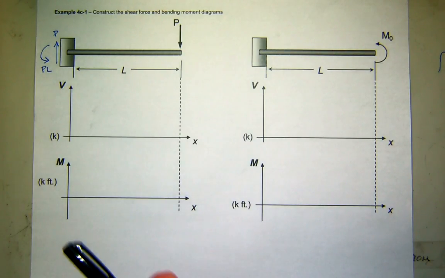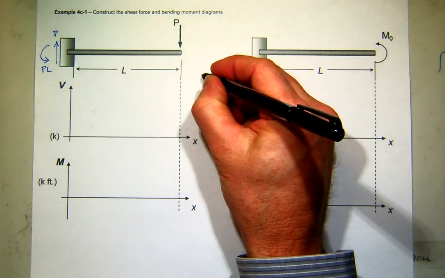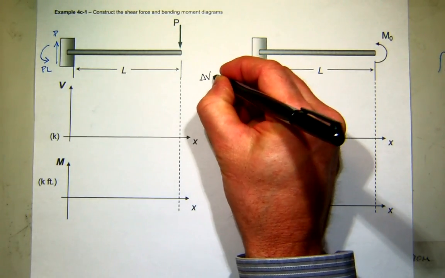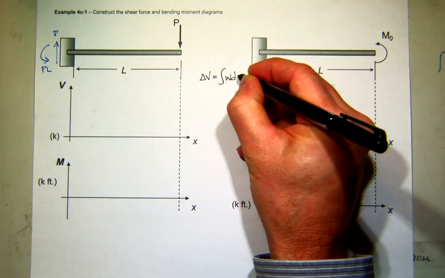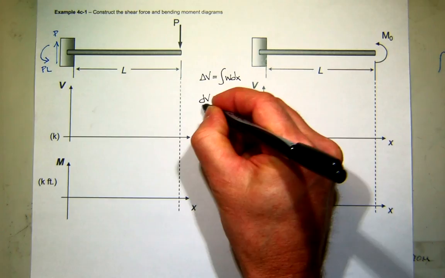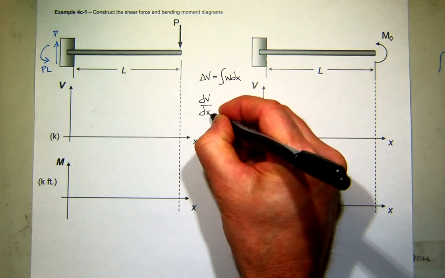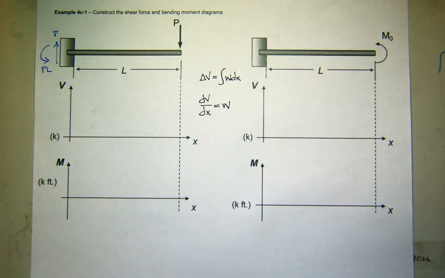So let's take what we know and draw the shear diagram. So just to remember, I'm going to write here to remind you that the change in shear, remember, is the area under the load diagram. And then also that the slope of the shear diagram is equal to the load. So those are the two relationships that we're going to use to do this.